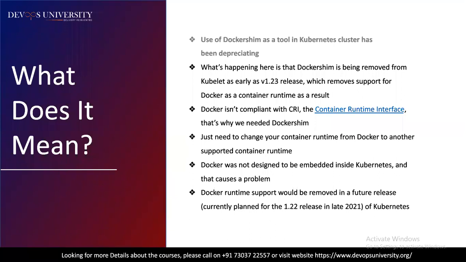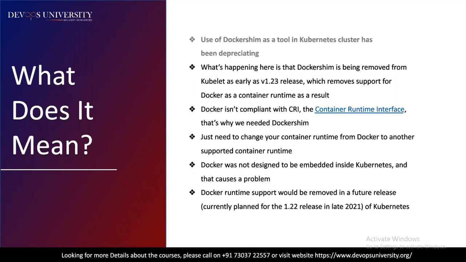Because they have removed it, they have suggested we just need to change the container runtime from Docker. Earlier we were using Docker as a container runtime, but there are various dedicated container runtimes, like containerd, which we are going to use in the upcoming future. Docker was not designed to be embedded inside Kubernetes. Kubernetes and Docker are two separate tools, and they work in correlation in such a way that we are able to produce images and deploy them on our Kubernetes cluster. But it is not designed to be embedded inside Kubernetes.